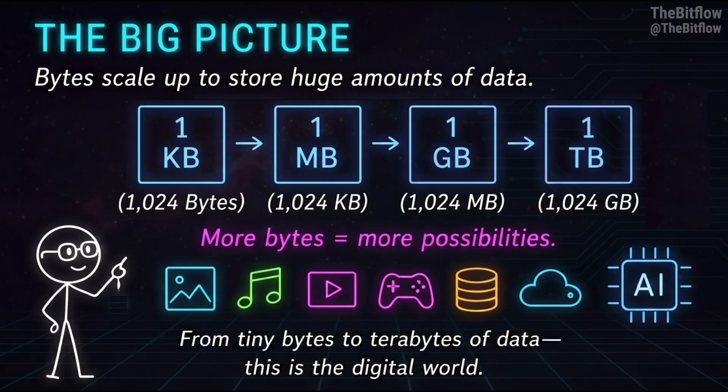1 byte may seem incredibly small, but computers combine bytes into larger and larger units. 1024 bytes make 1 kilobyte. 1024 kilobytes make 1 megabyte. 1024 megabytes make 1 gigabyte. 1024 gigabytes make 1 terabyte. Together, these tiny building blocks store everything in our digital world.